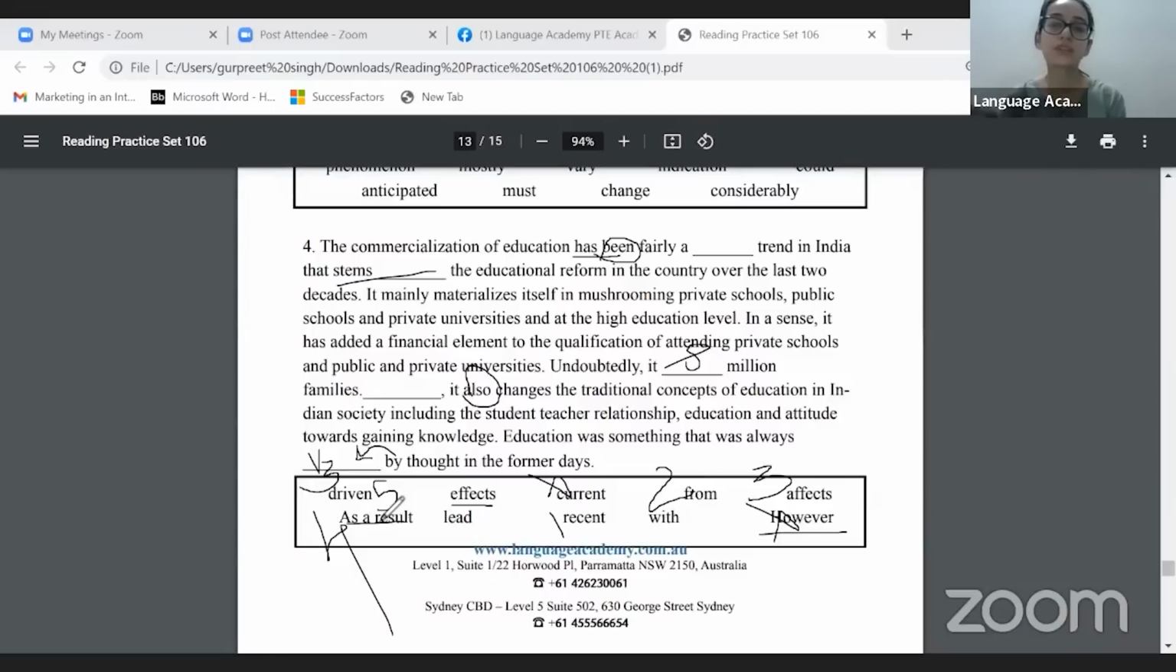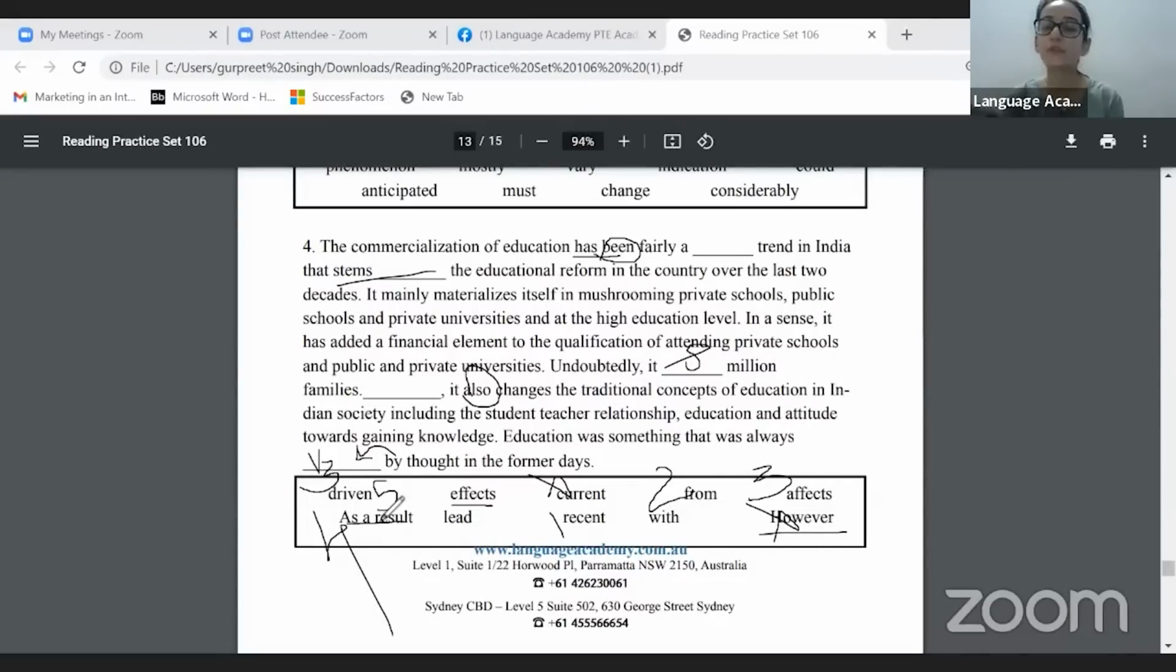These are the answers. The first one, "recent," because "been" shows past tense, past also, till present time. So past and present, both, whereas "current" only means present time. Current has nothing to do with past. "Stems from" means comes from, it comes out of, or the roots are from here. That is "stems from."